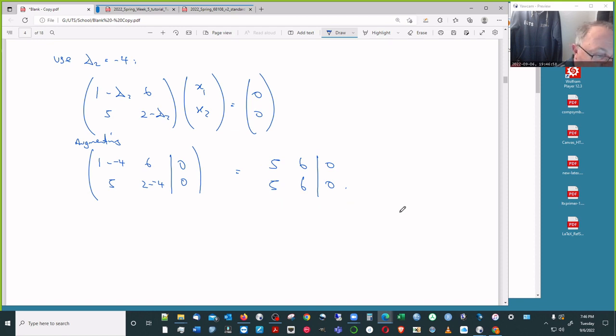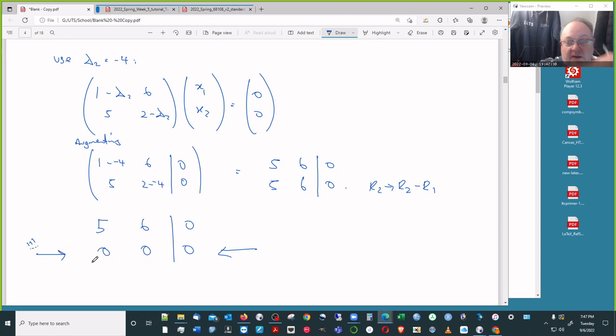So our row operations, we can do row 2 is going to become row 2 minus row 1. So row 1's not changing. Five minus 5 is 0. 6 minus 6 is 0. Aha! We got it. We got the infinite solutions that we expected. So that's the algebraic result that matches the infinite solutions version.